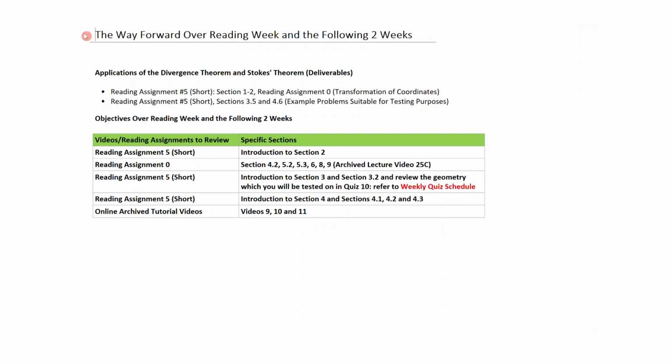In reading assignment 5 short, the next item would be the introduction to section 4 and sections 4.1, 4.2, and 4.3. These are the sections that refer to the application of Stokes theorem. There will be no quiz on this material, as this is towards the end of term. However, you will expect an exam question on application of Stokes theorem. And if you wish, there are also archived tutorial videos referring to the material. It's videos 9, 10, and 11.